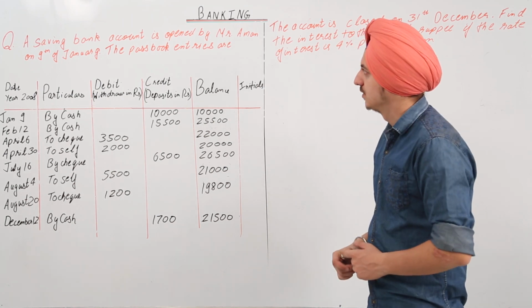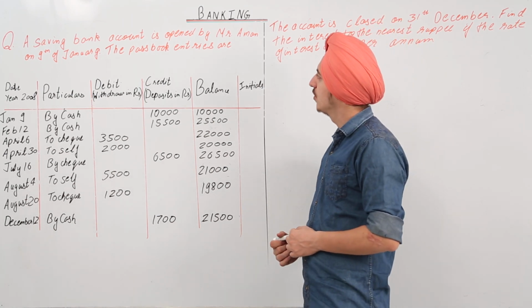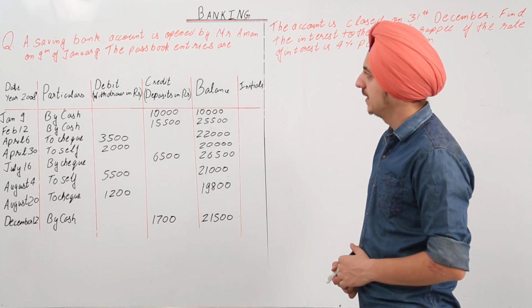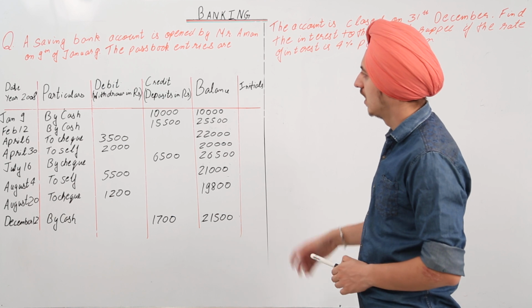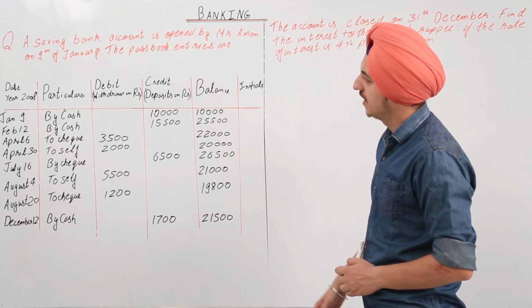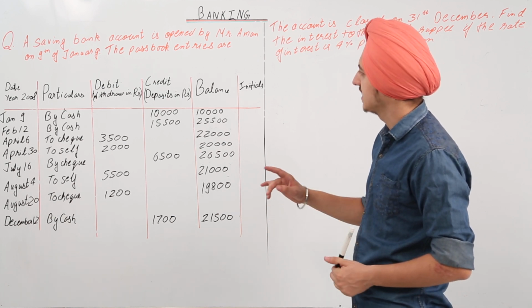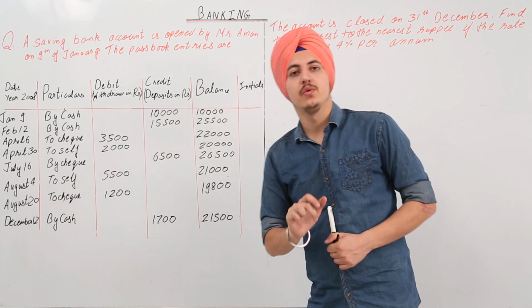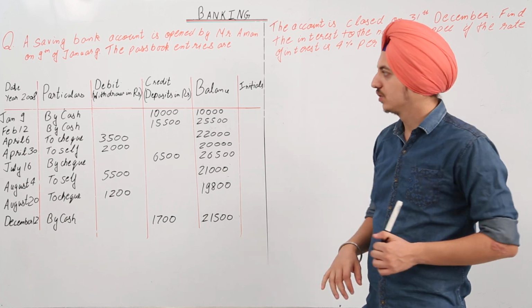Now in the next question what we have is a savings bank account opened by Mr. Aman on 9th of January. The passbook entries are as follows. On 9th of January by cash he deposits 10,000 rupees. Now there is one very important point for you guys to note down.